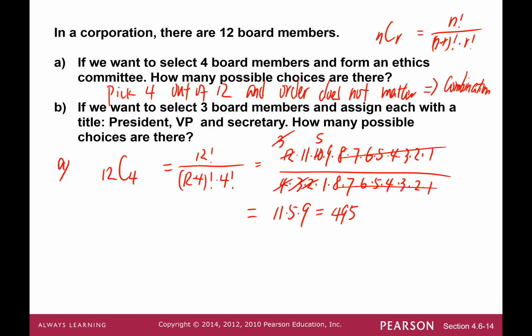Yeah, so the second part is you're picking 3 board members, right? But each one of them is going to get a title, right? So that means order matters, right? Because let's say you pick Harry from 12 board members. Harry could be the president, could be the vice president, could be the secretary. That's different outcomes. So here, order matters.